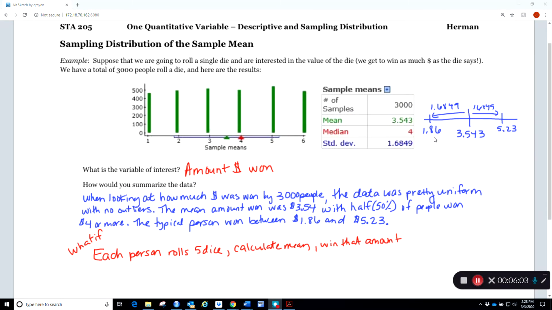So similar setup to above, but instead you roll 5 dice and you're going to get the average value of your 5 dice. What do you think might happen? Would the data look the same? Would the mean stay the same? The median? Standard deviation? Would any of those things change? Why? Why not? How would they change? Let's move on to the next video to find out how.